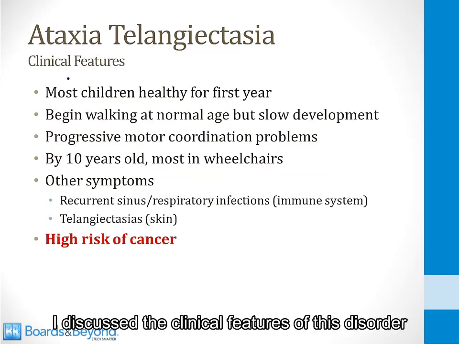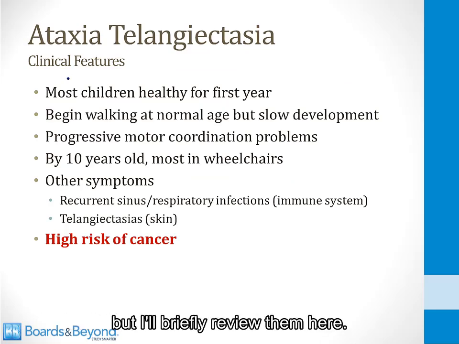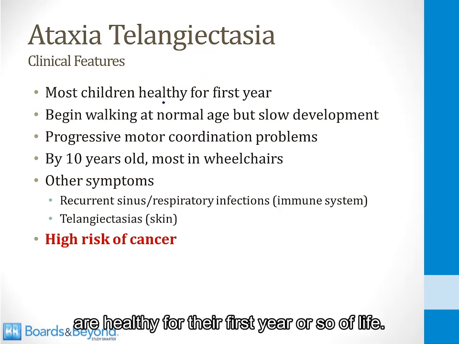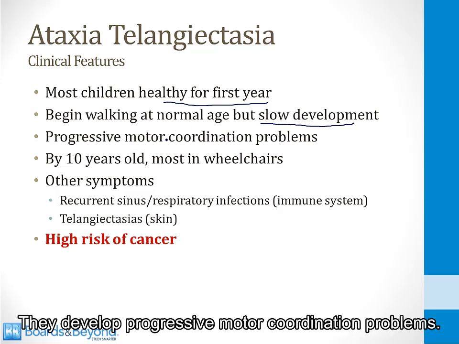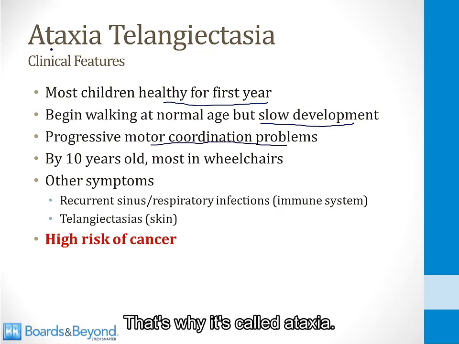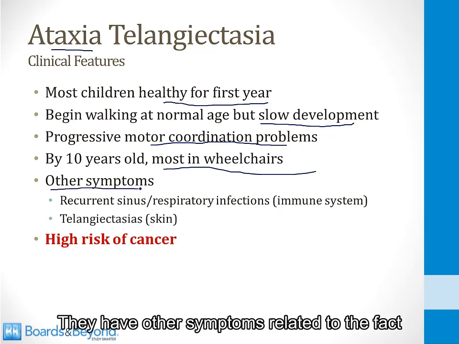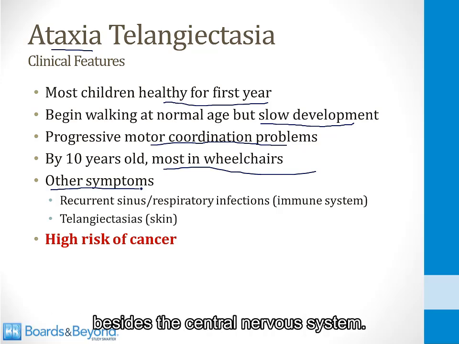I discussed the clinical features of this disorder in detail in the neurology video on the cerebellum, but I'll briefly review them here. Most children with ataxia telangiectasia are healthy for their first year or so of life. They begin walking at a normal age, but then they are slow to develop. They develop progressive motor coordination problems, that's why it's called ataxia, and by 10 years old, most of them are confined to a wheelchair. They have other symptoms related to the fact that DNA repair mechanisms are abnormal in other cells besides the central nervous system.